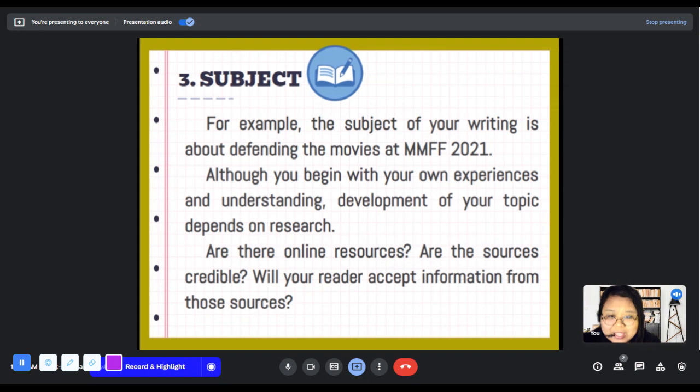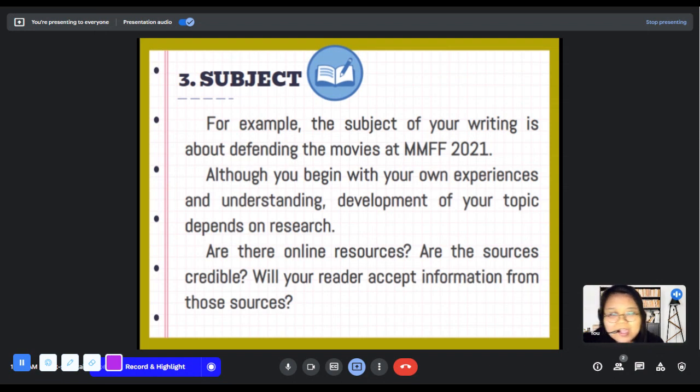Although we begin with your own experiences if you are a spectator of the Metro Manila Film Festival, of course, you have to understand and develop your topic. And that depends on how you research. And when you research, you have to make sure that these online resources are credible enough. Are the writers credible enough to write about this certain topic? And of course, you have to think of whether the reader will accept information from these sources.